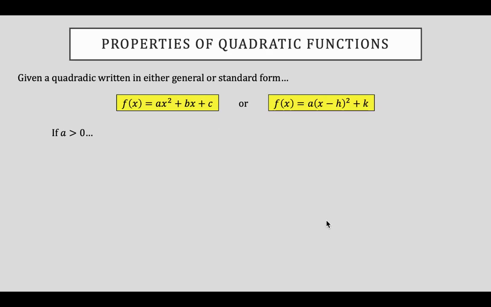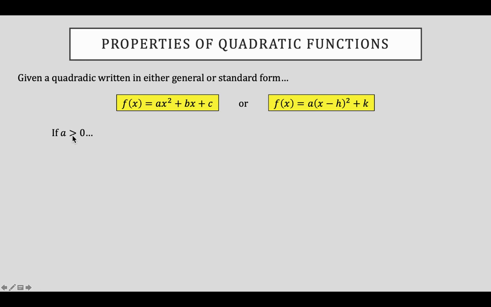A couple properties of our quadratic functions, right? Given a quadratic written in either general form, ax squared plus bx plus c, or standard form, f of x equals a times x minus h quantity squared plus k.